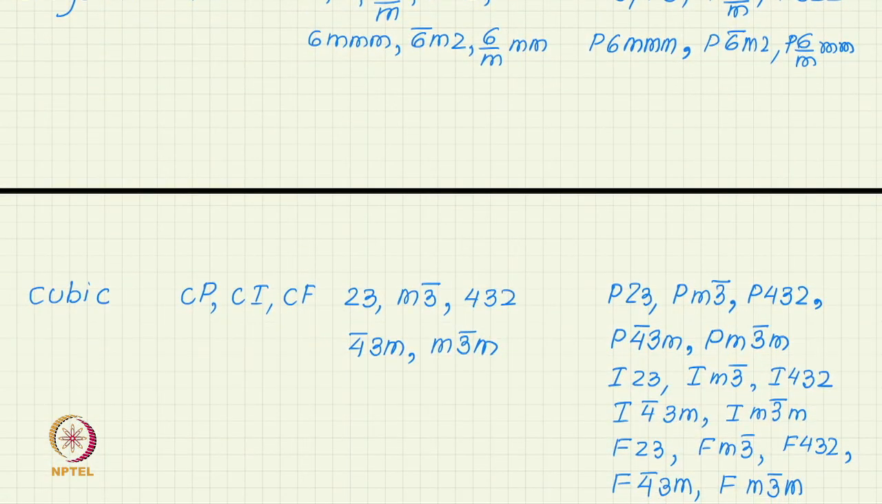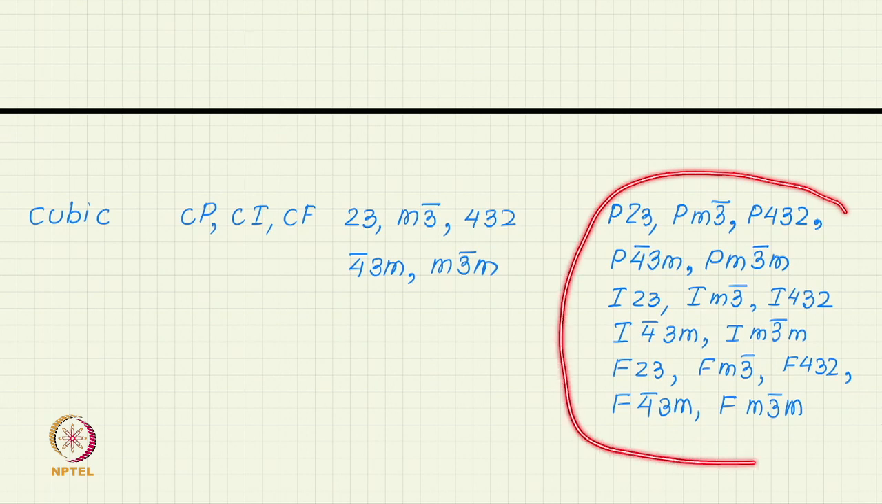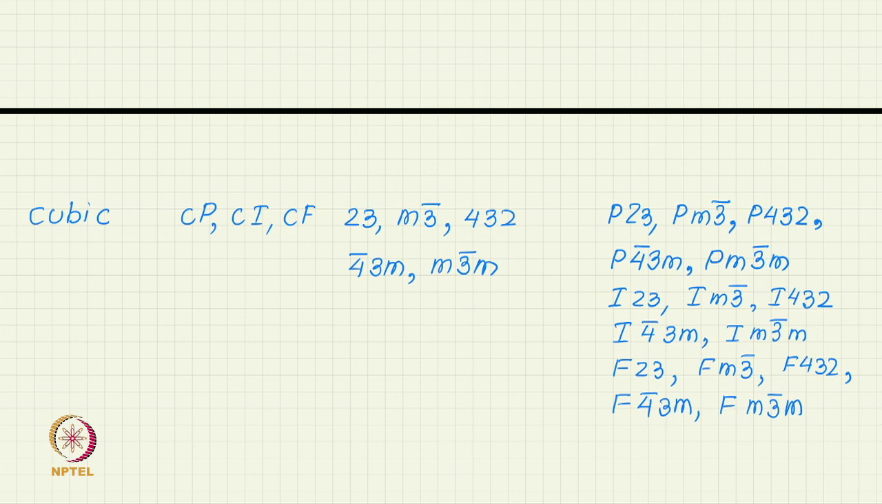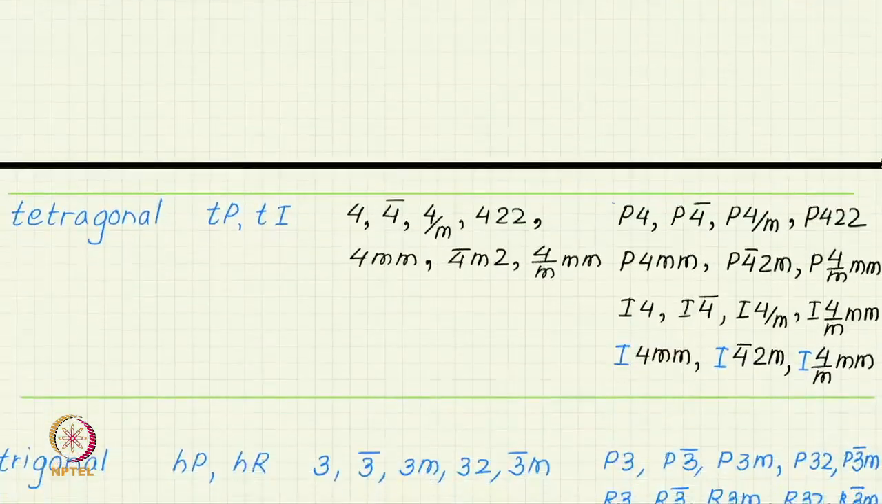And cubic, you have 3 Bravais lattices, primitive cubic, body centered cubic and face centered cubic, and you have 5 point groups. You can generate 15 consistent space groups. So, let us count the number, how many we have got.